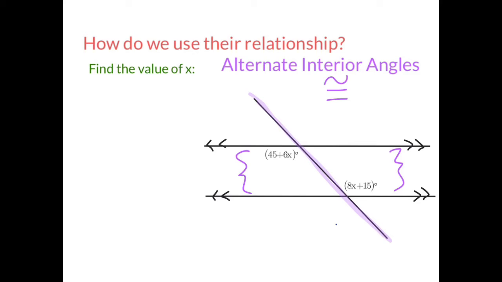So the deal here is that we want to make sure that we're careful with is that to be congruent, it just means that their measures are equal. So when I set this problem up, that 45 plus 6x, I'm not going to write congruent, I'm going to write equal to 8x plus 15 because the angle measures are congruent, or the angles are congruent, but that means that their measures are equal. So we want to make sure that we're solving something with an equal sign here. So I'm going to go ahead and start solving for x.